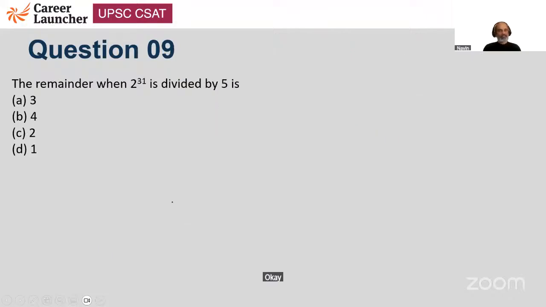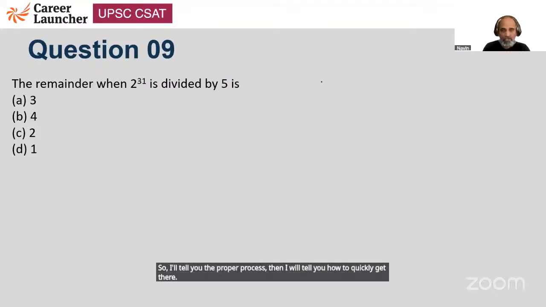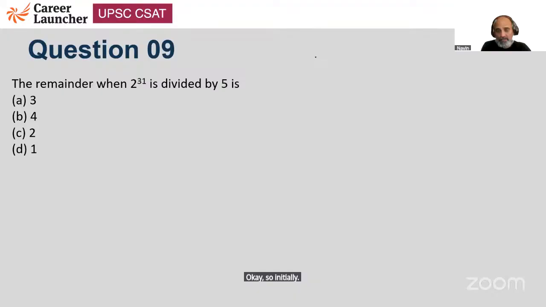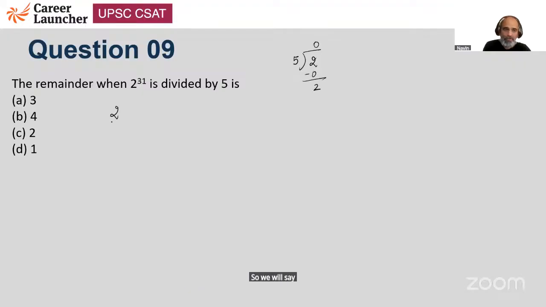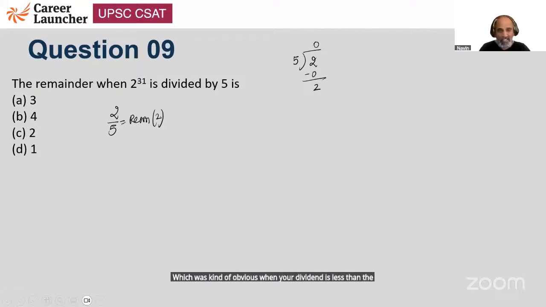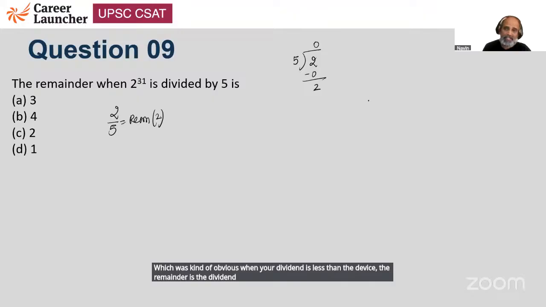Okay. Now this is a remainders question. This question is different from the previous one. So I'll tell you the proper process, then I will tell you how to quickly get there. So initially, when I take 2 and divide it by 5, it will go 0 times and the remainder is 2. So we will say 2 when divided by 5 gives us the remainder as 2, which was kind of obvious. When your dividend is less than the divisor, the remainder is the dividend itself, right?